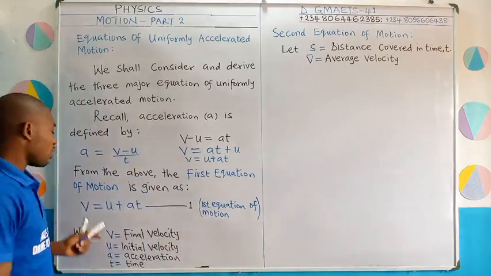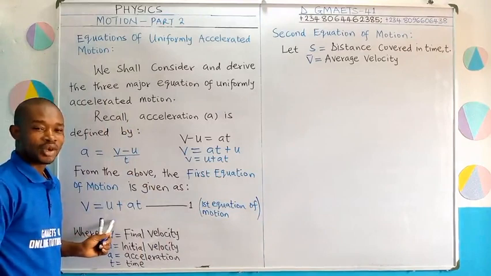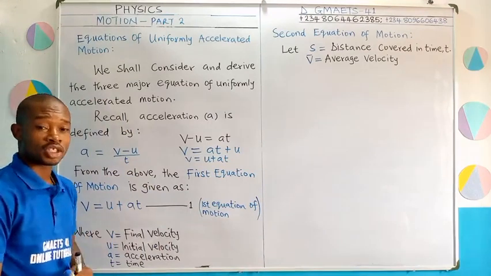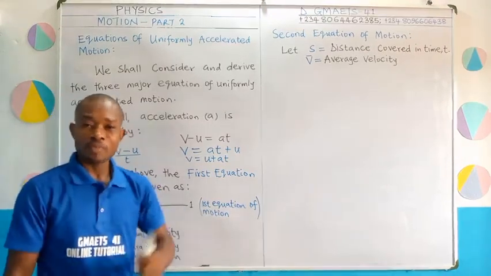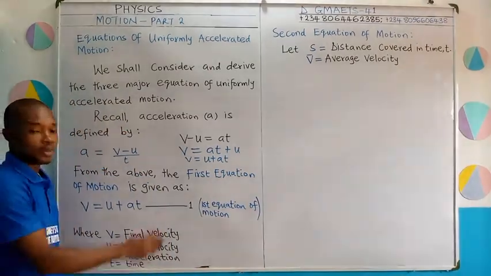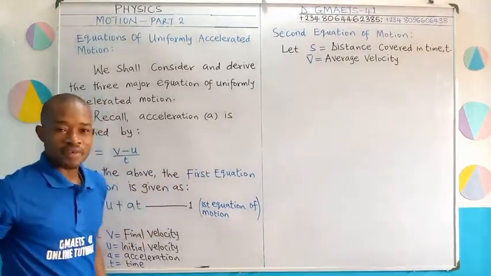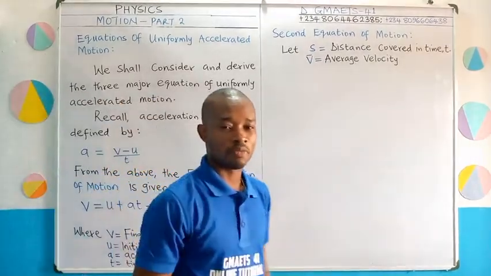So this gives us the very first equation of uniformly accelerated motion. We simply call it the first equation of motion, that v is equal to u plus at. The meaning of the terms has been defined here on the board. We don't have much problem deriving or establishing the first equation of motion.